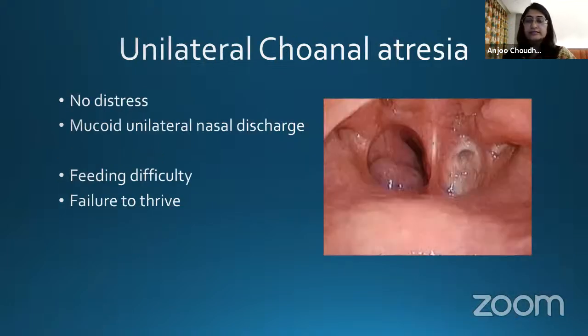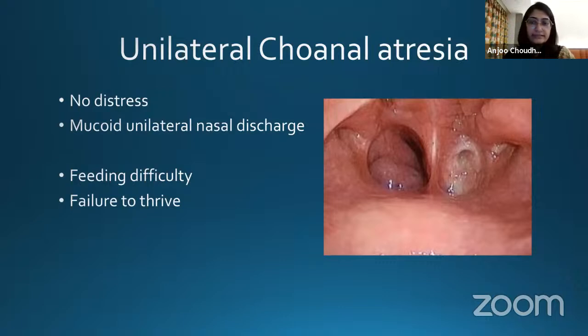Now, unilateral choanal atresia is not actually a surgical emergency, because the child is still breathing through one of the nostrils. But sometimes, if the other nostril is obstructed with some discharge, then it may present with some respiratory distress. But definitely, they will have some breathing difficulty and feeding difficulty, because they are too small and they are obligate nasal breathers. They may also present with failure to thrive.